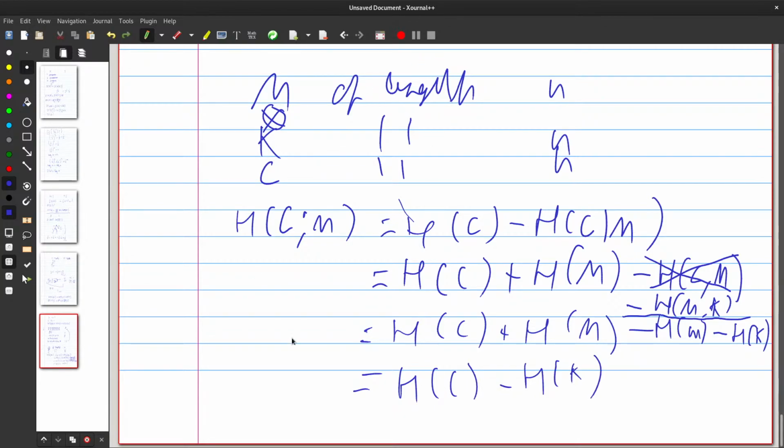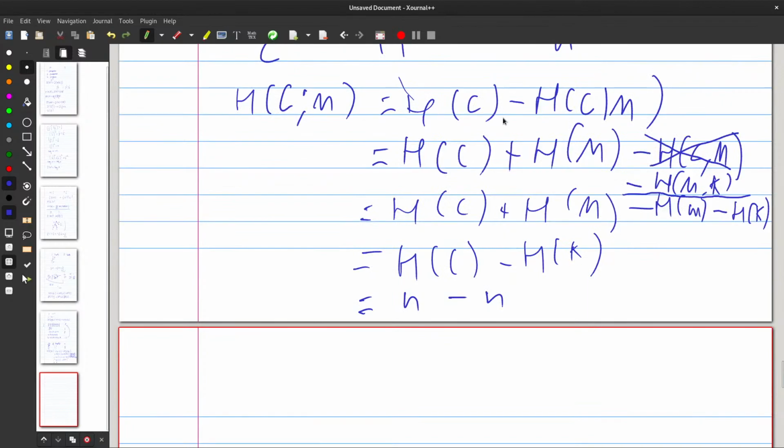Well, C has n bits of entropy, right? Because it's some random number XORed with whatever, it doesn't matter. We've XORed something with a random number. We're going to have the same amount of information, so we haven't lost any information by XORing it. So that would be n minus, well, the key is random, so n. Great. So that is equal to 0. We have shown that knowing the ciphertext tells you absolutely bugger all about M. There's no way of working out the message from the ciphertext.